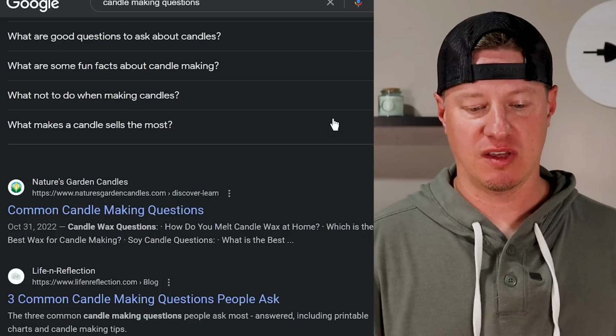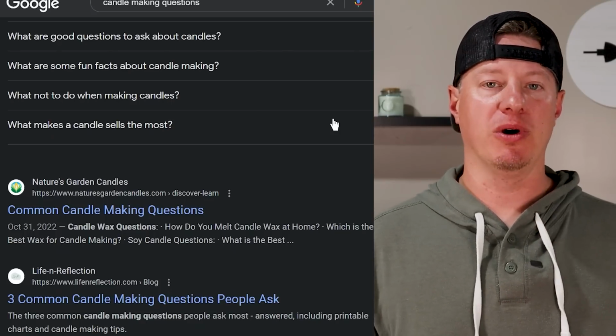All right, so let's get back in. What makes a candle sell the most? This is an easy one. According to the National Candle Association on their website, candles.org, and this is all done through market research, the number one thing that sells the most for candles is fragrance. Not necessarily cold throw versus hot throw, that's all speculative, but just fragrance in itself.